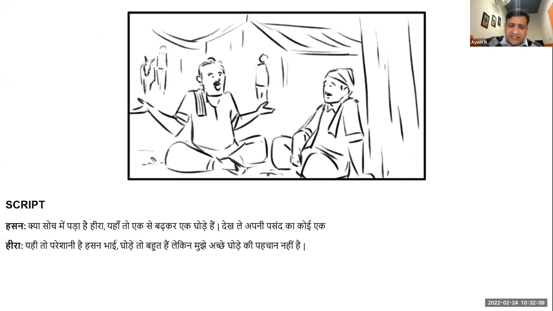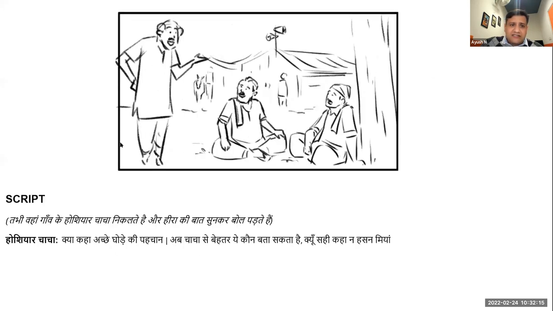So when this guy is talking, we are facing him. When this guy talks, the camera might move to the other side. And then this character comes. This is the funny guy who doesn't really know anything, Hoshiar Chacha. Look at the way he's standing. He's standing in a way so that he can actually make you laugh. That is the idea.